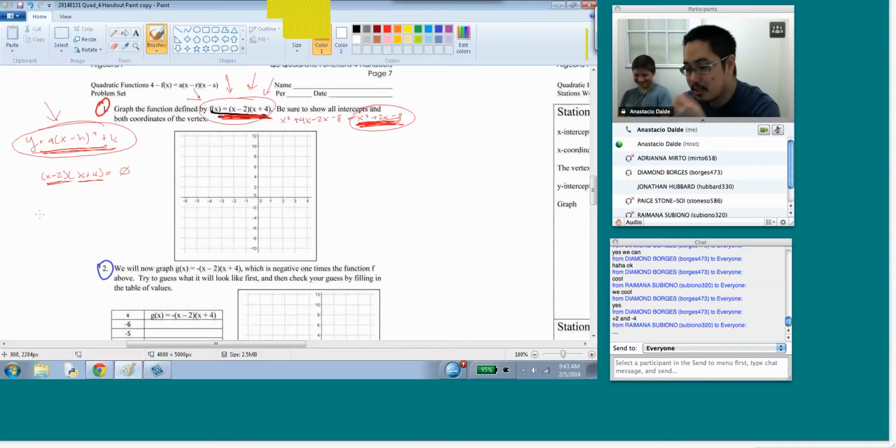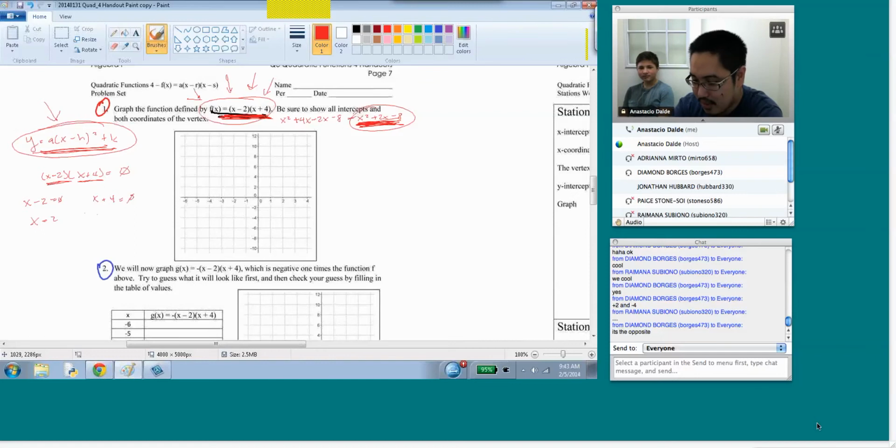Diamond's basically saying what you do is you say, all right, if something times something equals 0, then either the first something is equal to 0 or the second something is equal to 0. Right? And then you say, all right, fine, x equals 2 and x equals negative 4. And then you plot those, so 2 and negative 4. And look, if I had a parabola, it would probably look something like this, or it would look something like this.